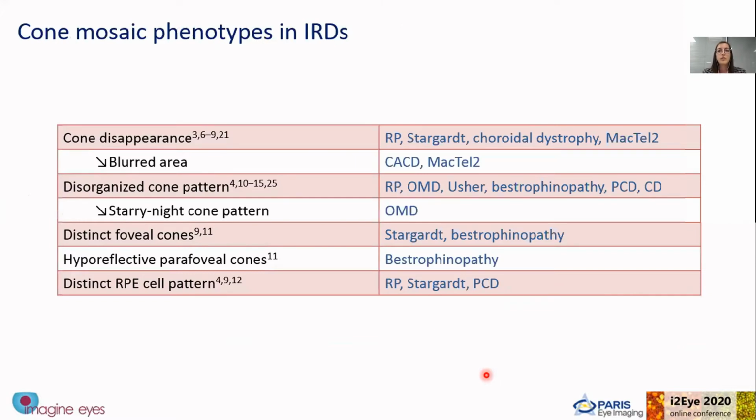So first, about the cone mosaic. Cone mosaic phenotypes could be visible on RTX-1 images. Indeed, different kinds of alteration in the cone mosaic were observed in different kinds of IRDs. To illustrate, I'm going to show some images and I will describe them with the terms used in the publications.